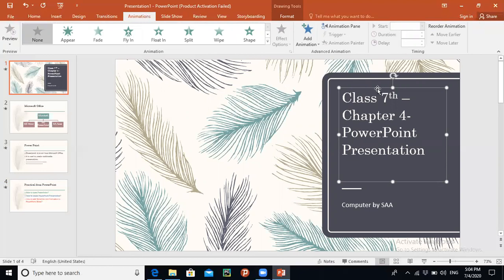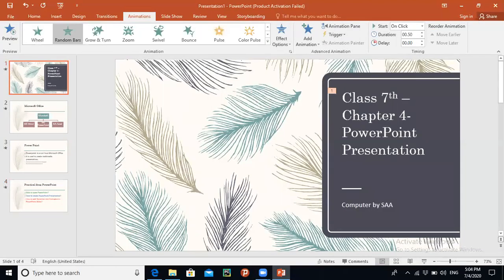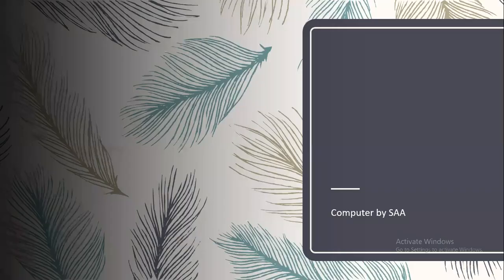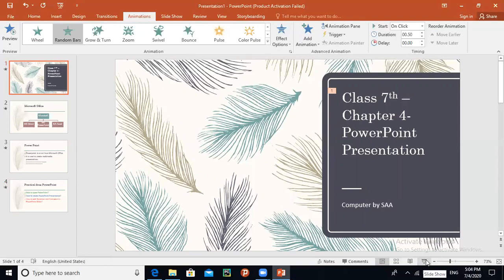I am going to select the class 7 text and select some type of animation like random bars. Okay, now I am going to open a slideshow. Okay, now you can see your slide is appearing. Again, I'm going to start a slideshow. After starting a slideshow, you can see the transition which I have applied.